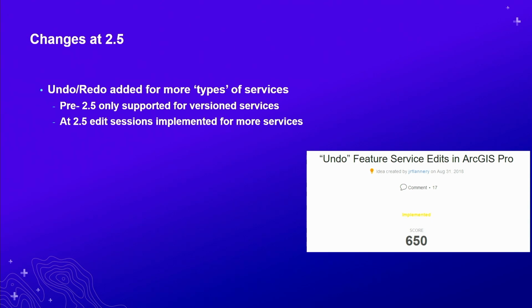So there's a project that we started working on at the end of Pro 2.3, and we were excited that we were finally able to implement it in 2.5. This project was the ability to provide undo-redo for more types of services. So prior to 2.5, undo-redo was only available when working with branch version data with the version management capability enabled. In order to accomplish this undo-redo ability in 2.5, we implemented edit sessions under the covers.